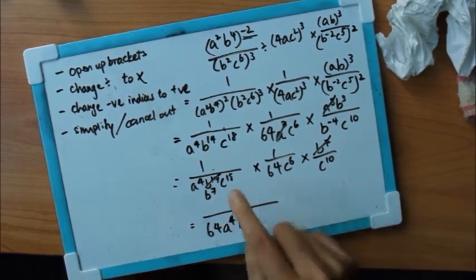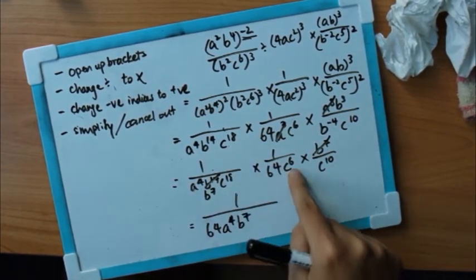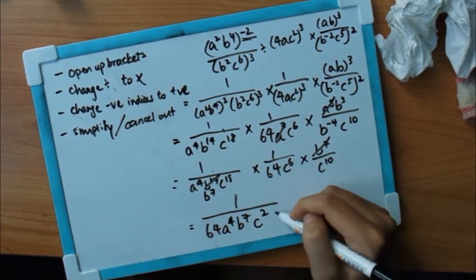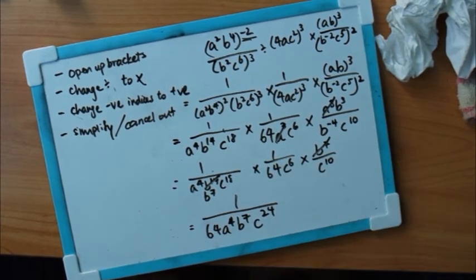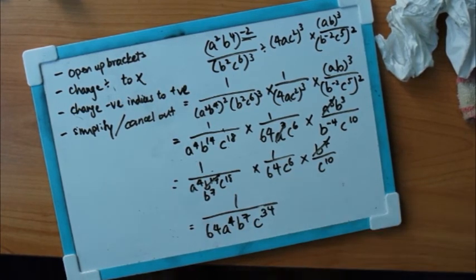So B^7, now C, just add the powers up. They're all on the bottom. 18 plus 6 plus 10. What is that? 24. Oh, sorry, 34. Yep. So it's quite a large number.